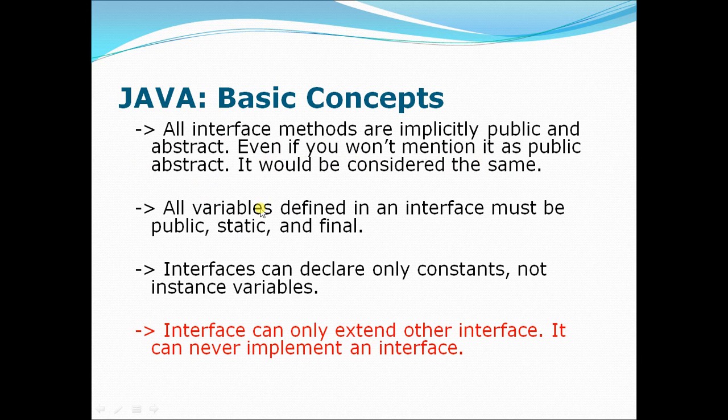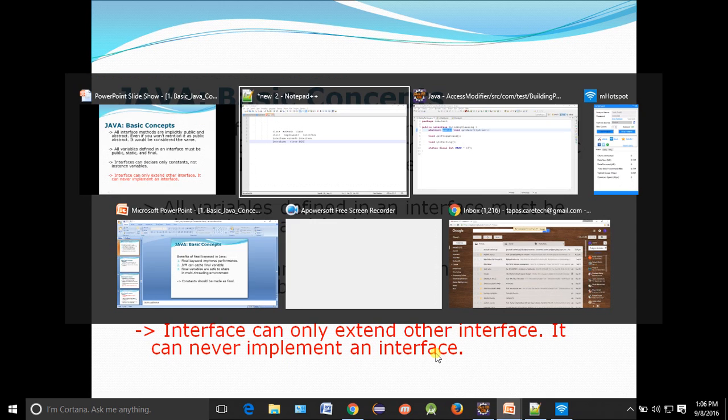All the variables defined in an interface must be public, static, final. Interfaces can declare only constants. Why? Because public, static, final is nothing but a constant. So not instance variables; it cannot have instance variables. It will always be constants. Whenever you want to make something constant, how will you do it? Public, static, final. The last point is that an interface can only extend another interface. It can never implement another interface. That's the point we discussed.